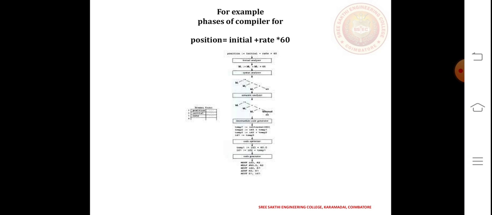After crossing the semantic analysis phase, it is given as an input to the intermediate code generator. The intermediate code is nothing but a code that has been newly generated, that is in between the high-level language and the low-level language. A new code has been generated. That code is called the intermediate code.